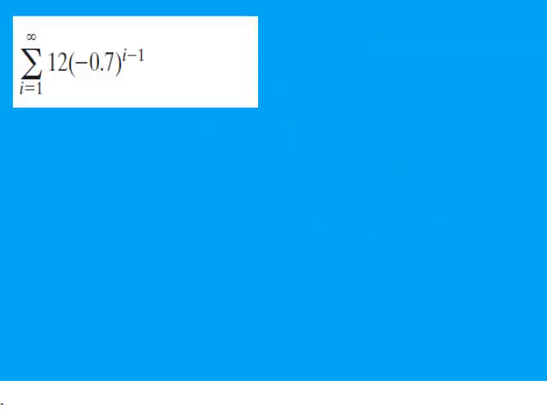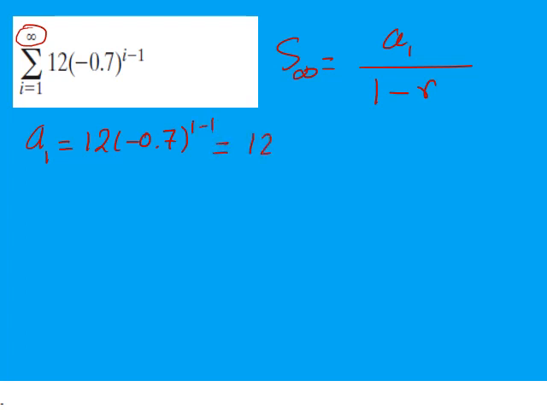Example: find the sum to infinity, using the summation method. Here we have infinity, so I am sure that I want to find S infinity. And S infinity for the geometric sequence is A1 over 1 minus r. But let's first find the first term. So it's 12 multiplied by -0.7 to the power of 1 minus 1, so it's equal to 12. To figure out the second term, it's 12 multiplied by -0.7 to the power of 2 minus 1, which is 12 multiplied by -0.7. It's equal to -8.4.